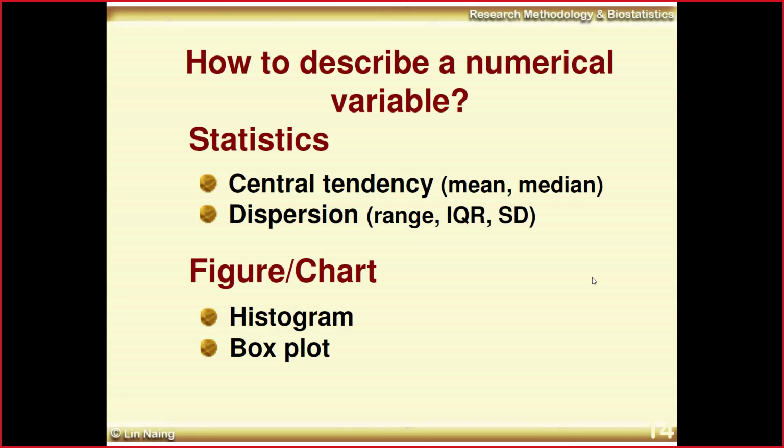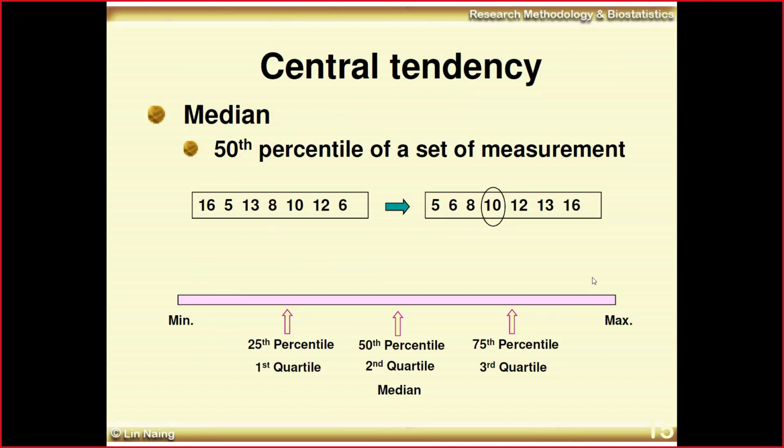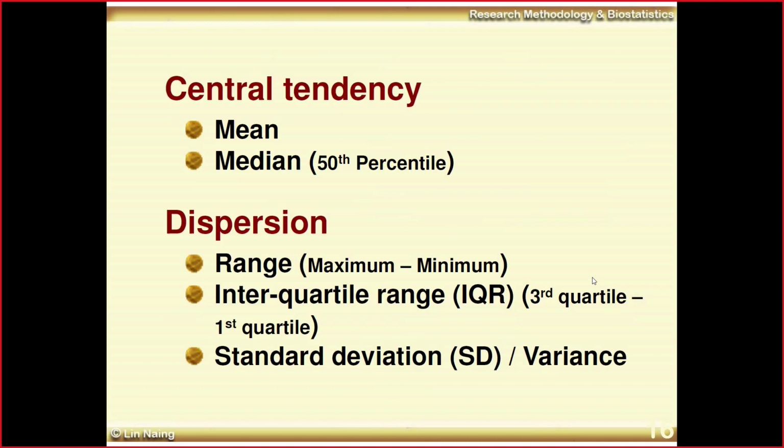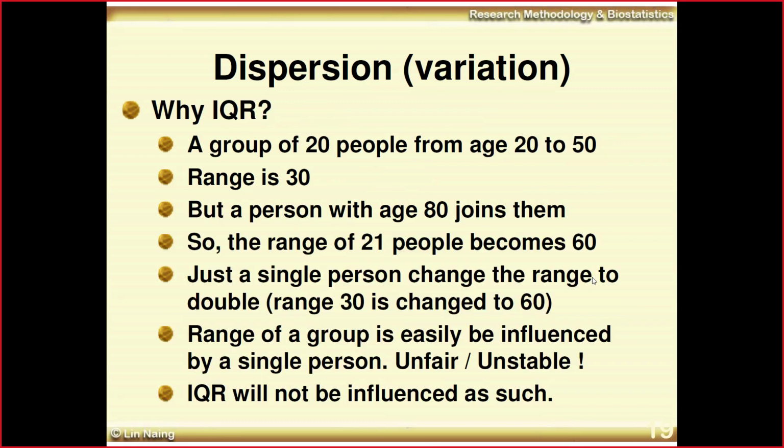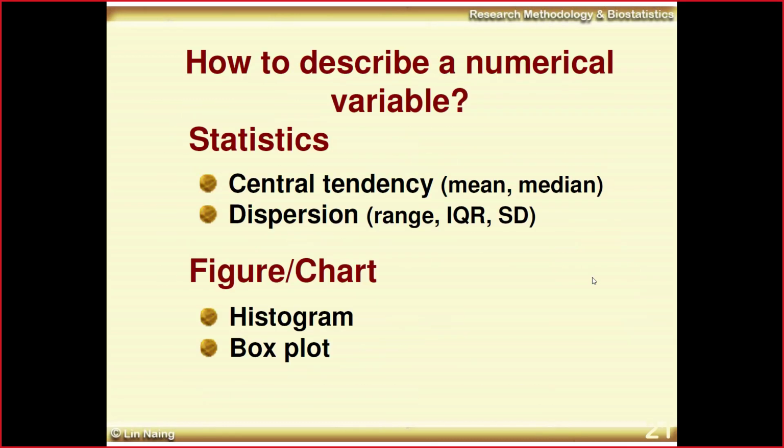Let's start with the analysis. We're going to cover measures of central tendency: mean, mode, median. Then we are going to cover dispersion: standard deviation and IQR. We're going to cover histogram and box plot. So we're going to skip this one, this one, this one.